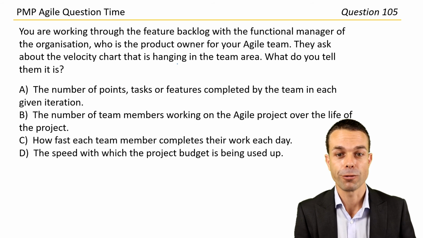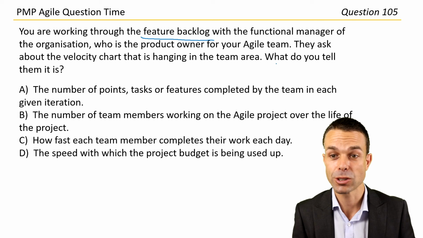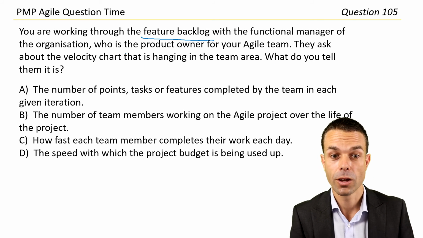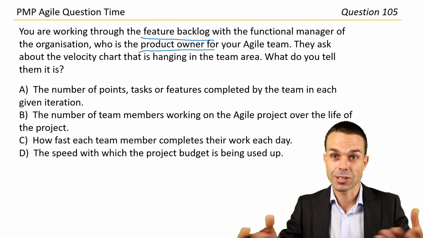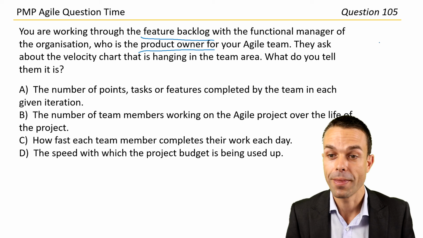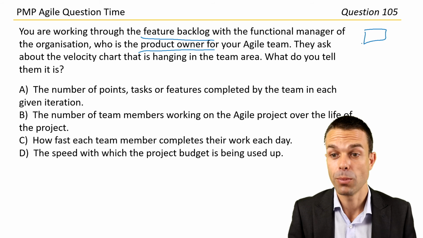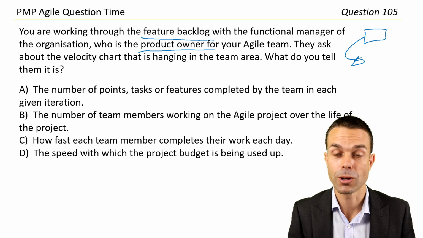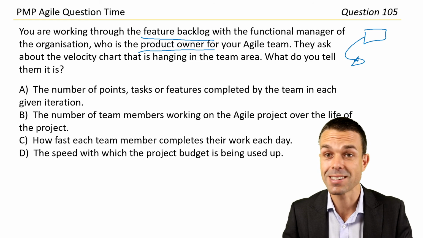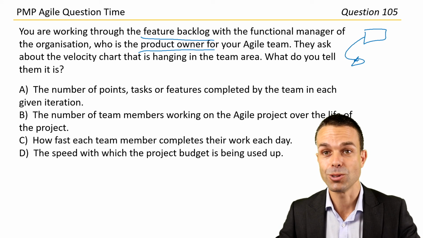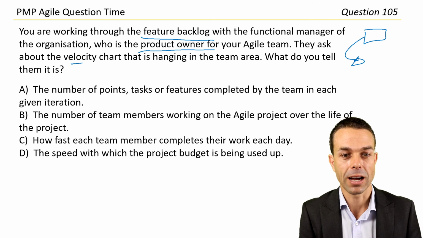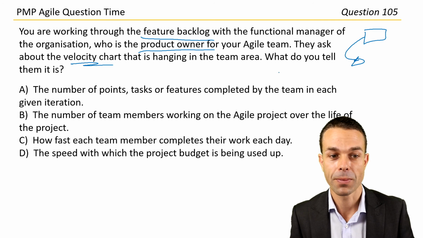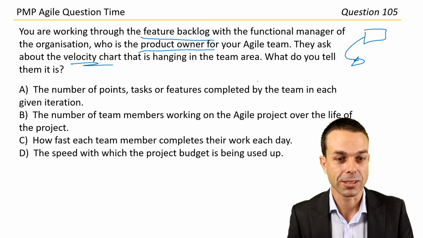You're working through the feature backlog with the functional manager of the organization, who is also the product owner for your Agile team. And you will see this happen quite a lot. They have a normal day job, but yes, they also are the product owner because they have that expertise of the business area that we're delivering value to. So this is quite good. They ask about the velocity chart that is hanging in the team area. What do you tell them that this is?